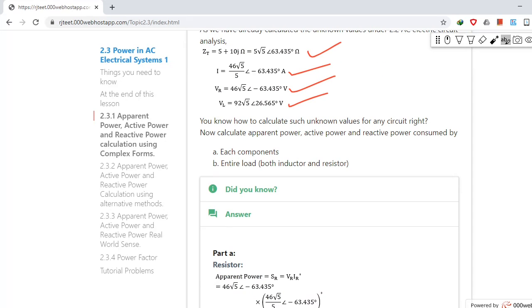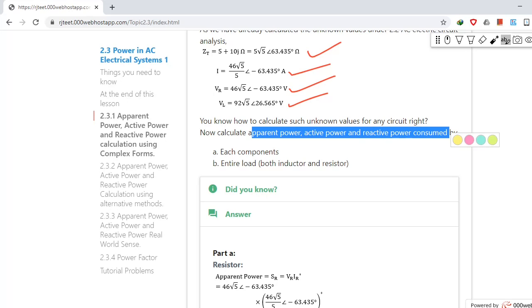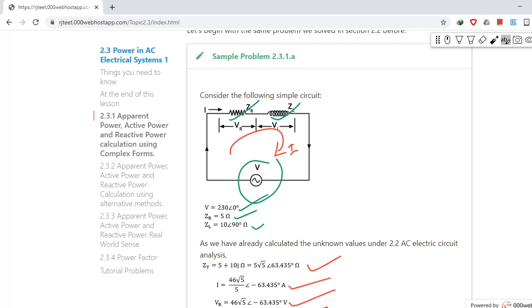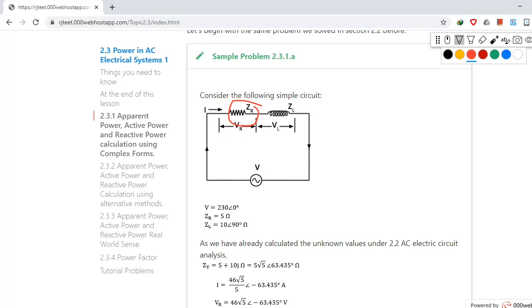the power components, namely apparent, active and reactive power consumed by each element. Which means in that case you have to consider resistor as a single element and inductor as another element. So for each element you have to calculate apparent, active and reactive power separately.